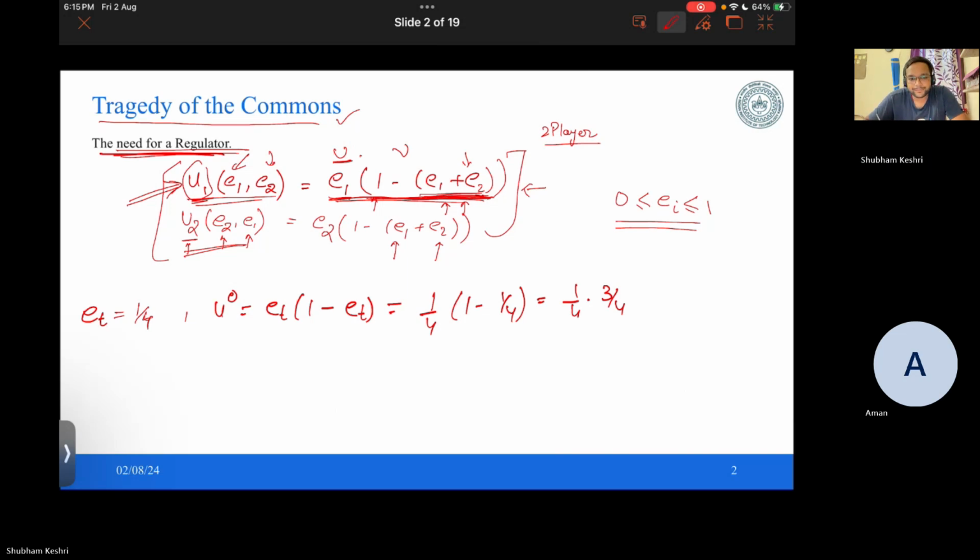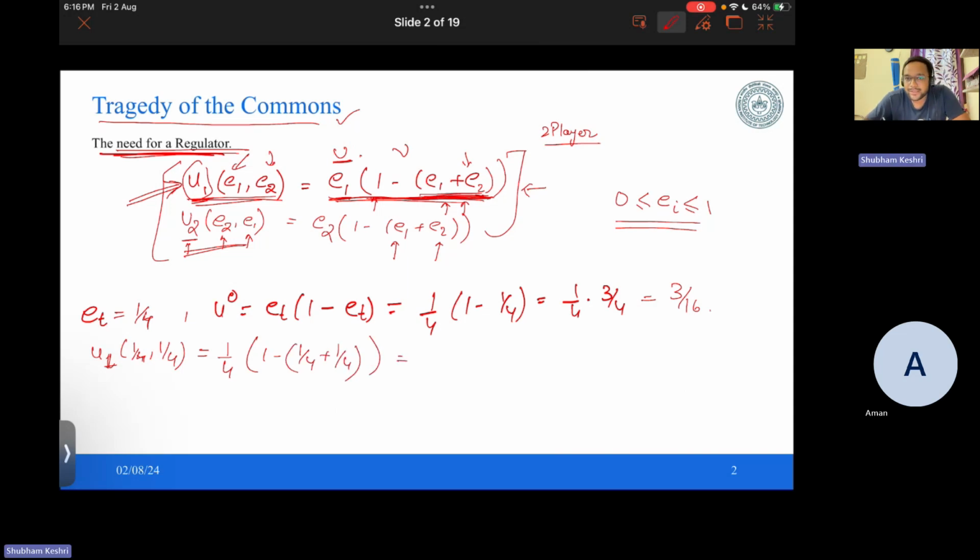All right. Is there any confusion till now? Okay, if you don't have confusion, so this is the overall utility, which is 3 by 16. Now you can obtain the utility of individual players. So you can just obtain E1, which is 1 by 4 comma 1 by 4. Over here you can just put 1 by 4 comma 1 by 4. It will become 1 by 4 times 1 minus 1 by 4 plus 1 by 4.